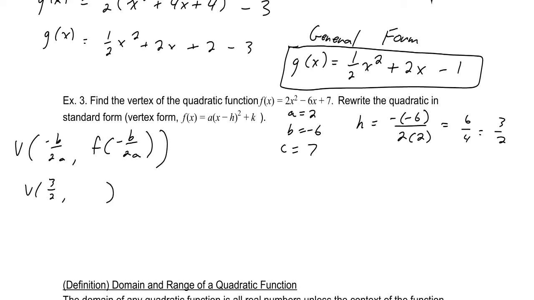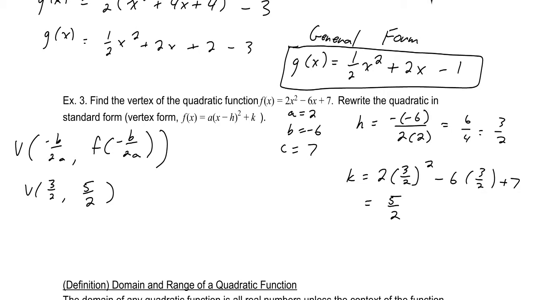Now we need to find the k value. K is going to require substituting that in, so that's 2 times 3/2 squared minus 6 times 3/2 plus 7. Okay, which is 5 over 2. So our vertex is 3 over 2, 5 over 2.